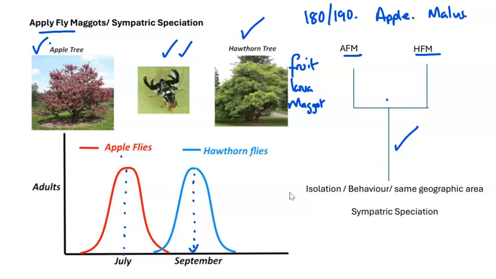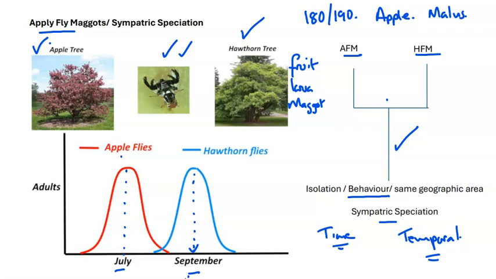And there's two aspects to this. One is the selection of the actual host, which is a behavioral thing. And the other part is a time-based factor in which the apple fly maggots are reaching their peak formation into adults in the middle of July, and the hawthorn flies in September. So we describe this as a temporal, which means time, a temporal feature as well.